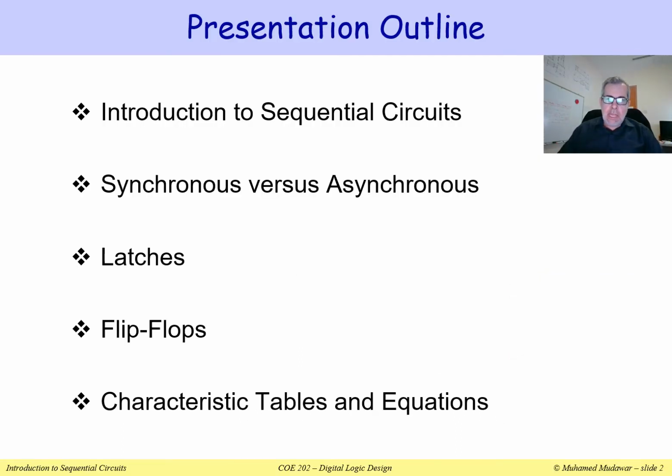So this is the outline of this presentation. I'll talk about sequential circuits, what's the difference between combinational and sequential circuits. I'll talk about the difference between synchronous and asynchronous sequential circuits. I'll talk about latches as a memory element, flip-flops as a better memory element, and finally I'll talk about the characteristic tables and equations. So let's get started.